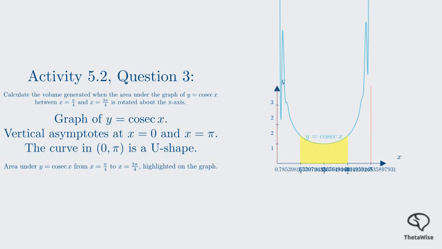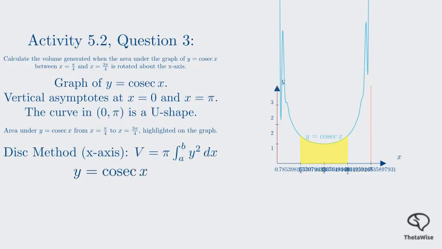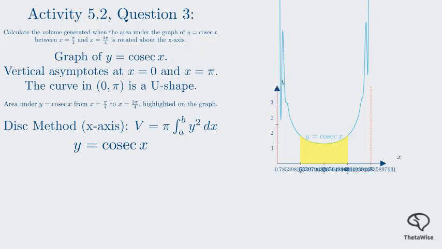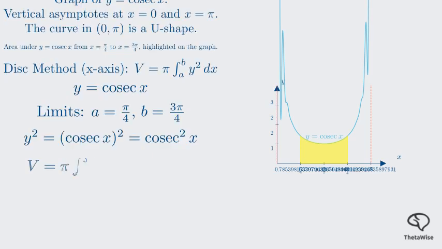Since we are rotating about the x-axis and the area is bounded by the x-axis, the disk method is appropriate. The formula, as we've seen before, is V equals pi times the integral from a to b of y squared dx. Our function is y equals cosecant of x. We need to identify our limits of integration and the function to square. The limits a and b are given directly, pi over 4 and 3 pi over 4. The function to square is cosecant of x. Remember, cosecant is the reciprocal of sine. This gives us the integral, V equals pi times the integral from pi over 4 to 3 pi over 4 of cosecant squared of x dx.